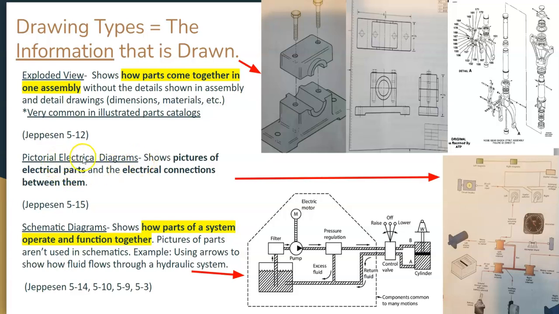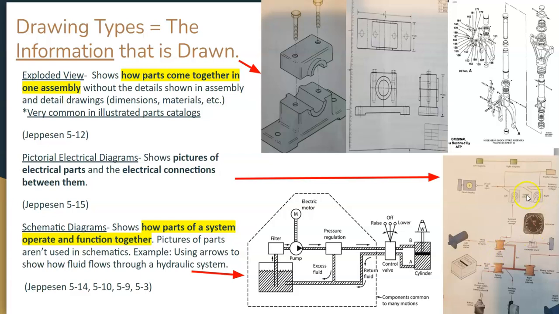Let's move on to pictorial electrical diagrams. So a pictorial electrical diagram shows how different electrical parts are connected. But instead of showing it in a complicated schematic diagram, which you'll learn more about later in a different aviation maintenance course, it's just going to show you a simplified version showing pictures of the parts instead of using symbols.